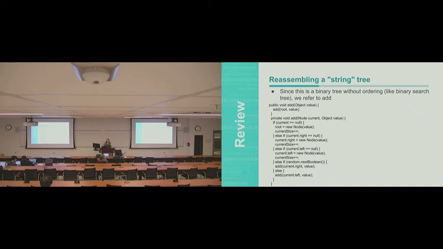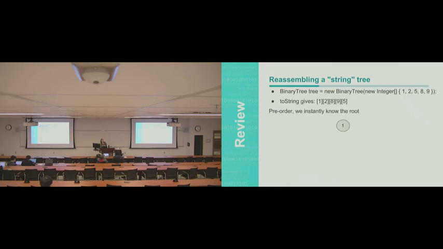Otherwise, the implementation I saw from the lecture slides was just using random nextBoolean to see if we should add to the right or the left, depending on whatever random says, and then we repeat the process. Since it's pre-order, we instantly know the root. So if toString gives us 12895 for the binary tree, and we're adding each element 12589, we instantly know the root since we visit first, then go right, then go left. And as we saw with add, it tries to add the right child, then the left. So the second element must be the right child.